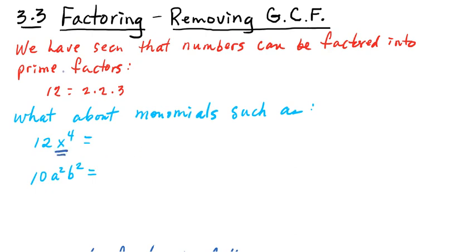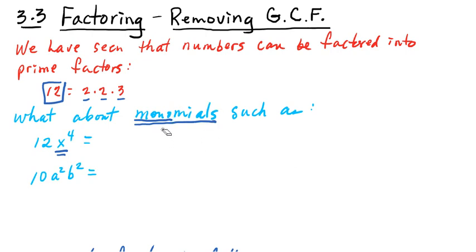Okay, so we know that regular old numbers can be factored into prime factors, such as 12 is 2 times 2 times 3. But what about monomials? The root there is mono, which means one. And that's the part of the word polynomials. So we're talking about terms: either one, which is a monomial, two terms, which is a binomial, three terms is a trinomial, and so on.